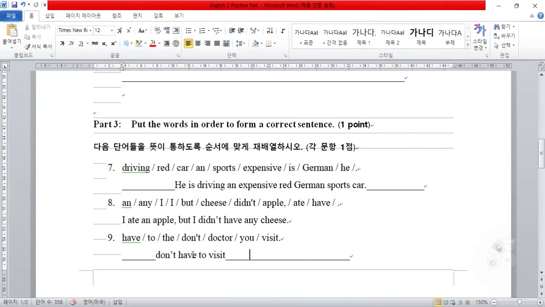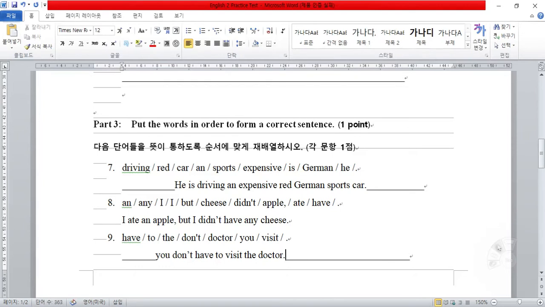So don't visit or don't have to visit. So what's the subject? You? Doctor? Doctor don't have to visit? No, that'd be doctor doesn't have to. So the doctor doesn't have to visit. You don't have to. You don't have to visit the doctor. So the doctor is the object. Is that right? 1, 2, 3, 4, 5, 6, 7. 1, 2, 3, 4, 5, 6, 7. Good. You don't have to visit the doctor. Okay. Grab that right there.